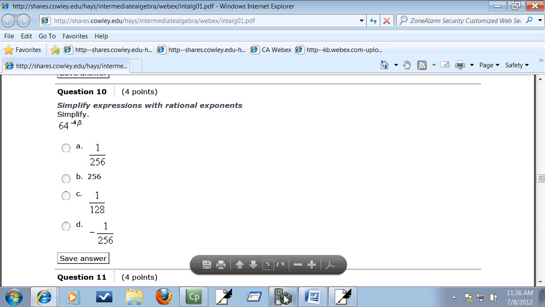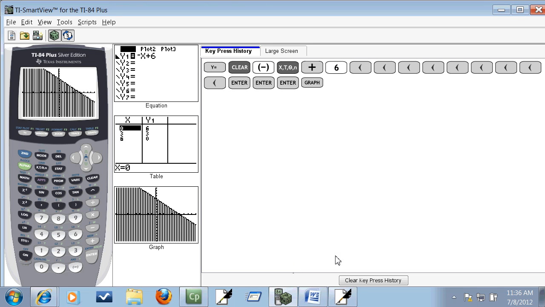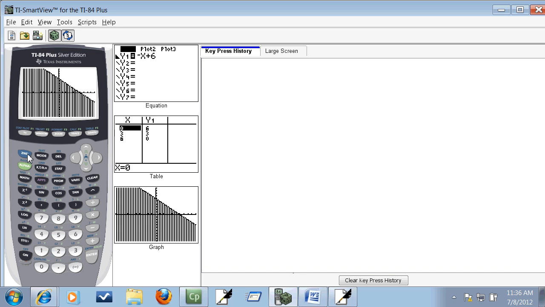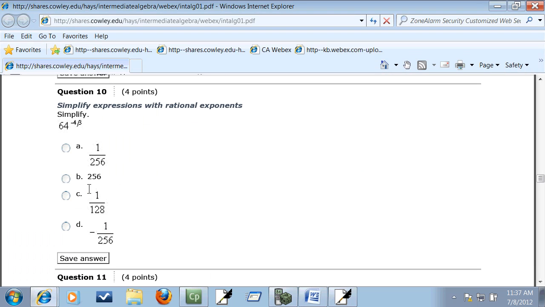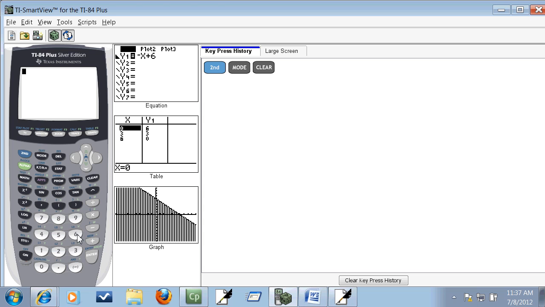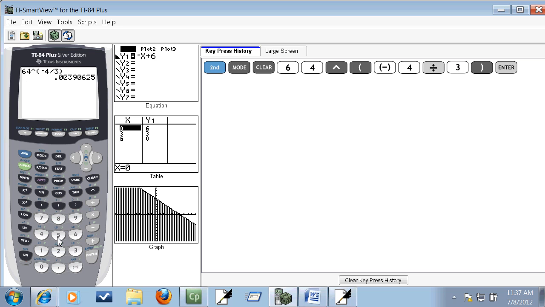Now let's do this on the calculator. The key to doing this on the calculator, if you're still in graph mode, do a second mode to quit. I'll press clear to clear that out. If you ever have more than a single number or single variable up in your exponent, you have to put parentheses around it. So I'm going to do 64, caret, you always do an exponent with a caret, and then we have to put a beginning parenthesis and then negative 4 divided by 3. Again, whenever you have more than a single number or single variable in your exponent, you have to put parentheses on it. Then I push enter, and we get a decimal.